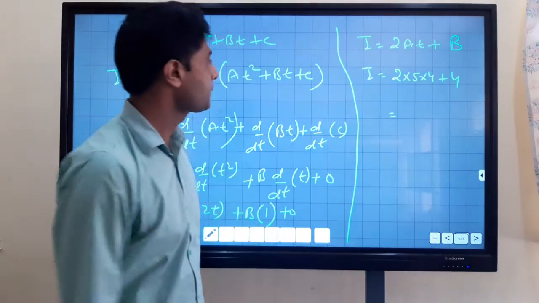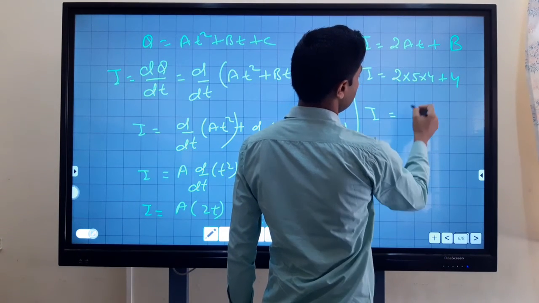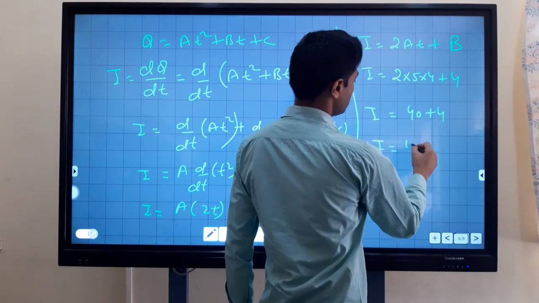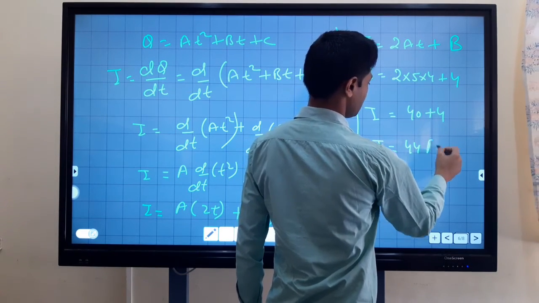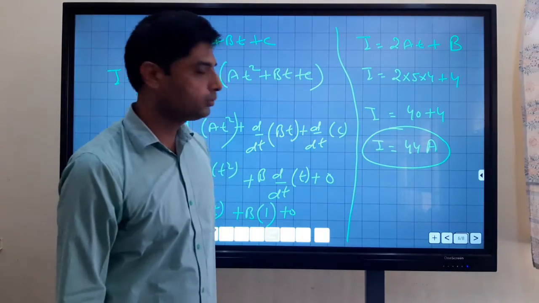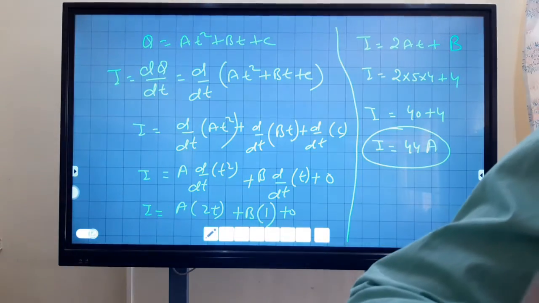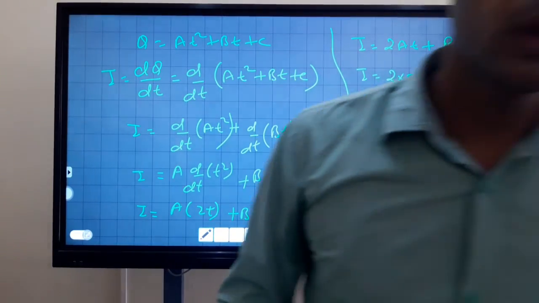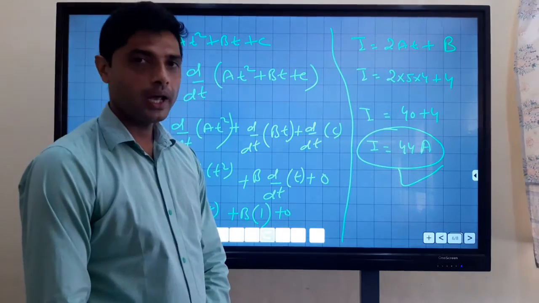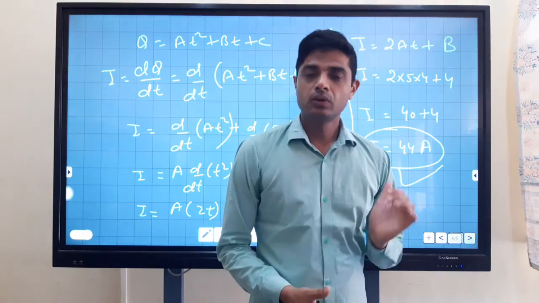So I equals 40 plus 4, so I equals 44 ampere. It is the value of current. I hope you understood. The value of current is 44 ampere. So you have to try questions based on this formula.